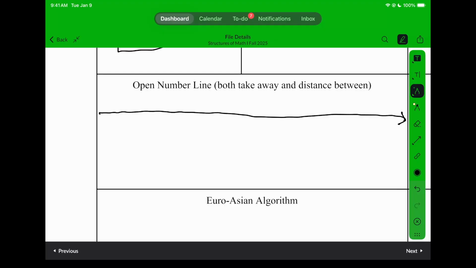Ooh, bang. Ooh. Okay, first I'm gonna do takeaway. So the way this is gonna work, on the right side, because of how number lines work, over here is less and over here is greater numbers. And they progress like that.